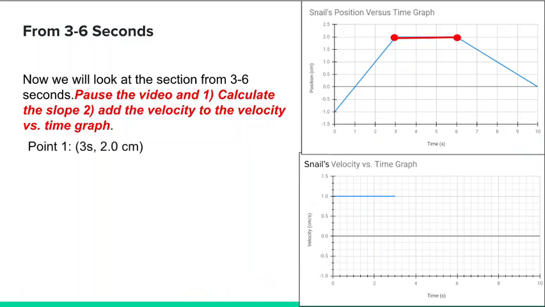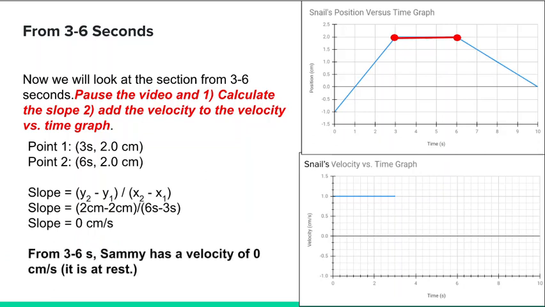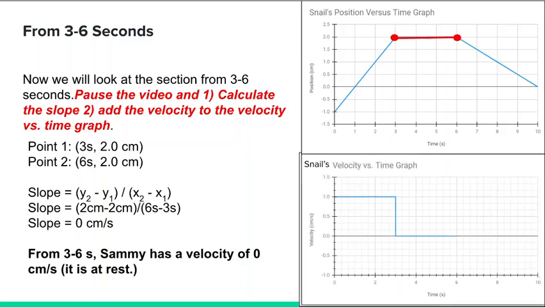All right, so the 2 points that I picked were the starting and ending point of the line, but you could have picked other points. I picked 3 seconds and 2 centimeters, 6 seconds and 2 centimeters, and I got a slope of 0 centimeters per second. You should get 0 no matter what points you pick. So Sammy has a velocity of 0 centimeters per second. That's when he's having his snack. So your graph should look like this on the velocity graph.